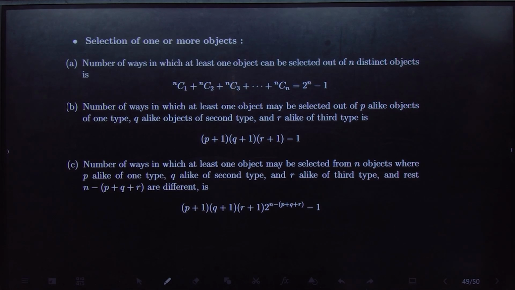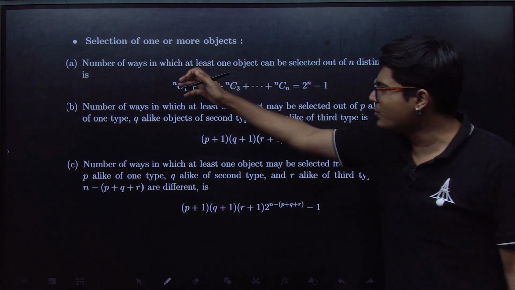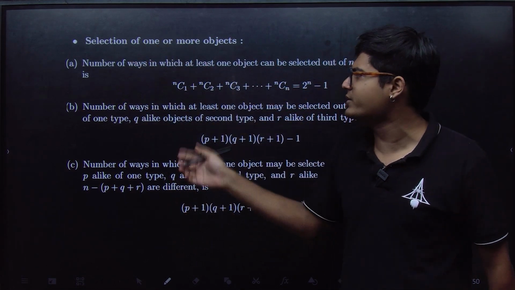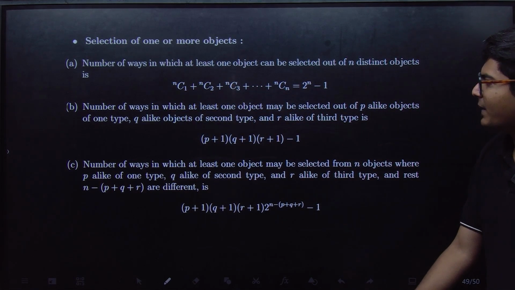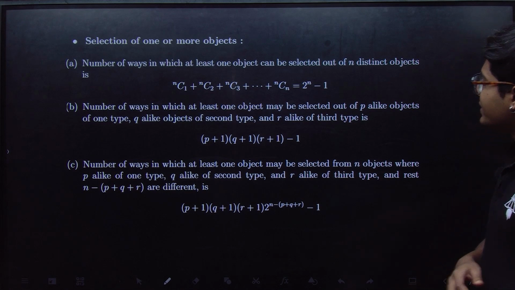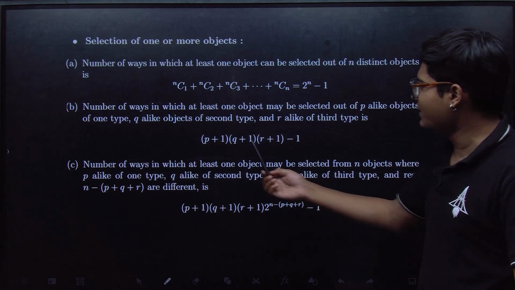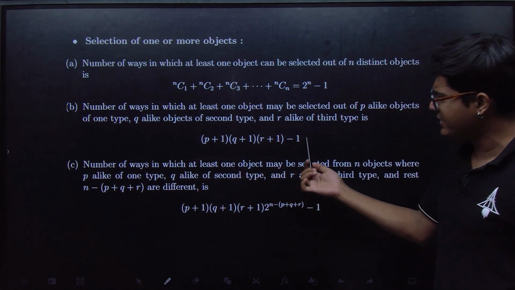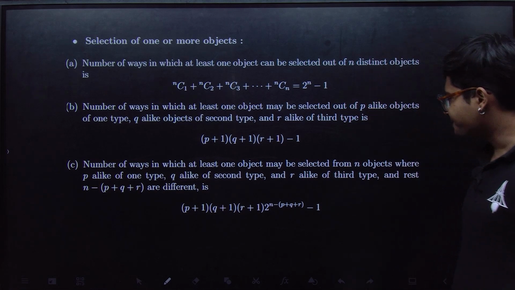Now, if we talk about selection of one or more objects, then the number of ways in which at least one object can be chosen is what? You can choose any number of objects greater than 0, so it will be n choose 1 plus n choose 2 all the way till n choose n, which is nothing but 2^n - 1. The number of ways in which at least one object may be selected out of p alike objects of one type, q alike objects of another type, and so on is (p+1)(q+1)(r+1) - 1, and you can extend it to any generalization of n types.